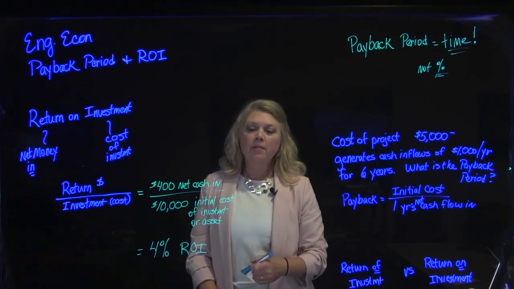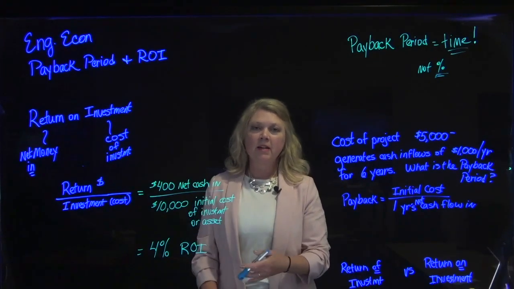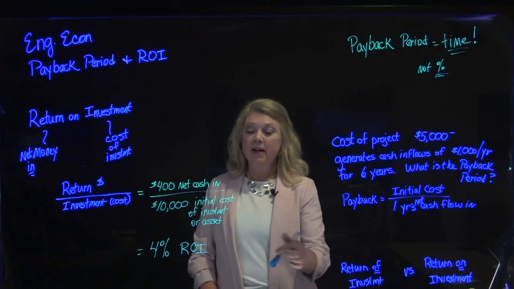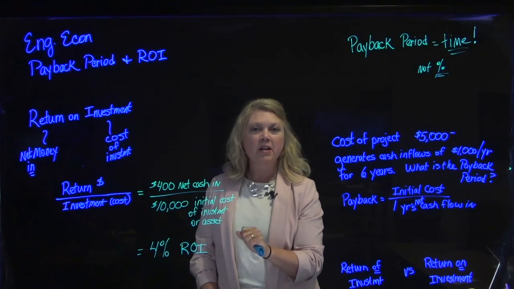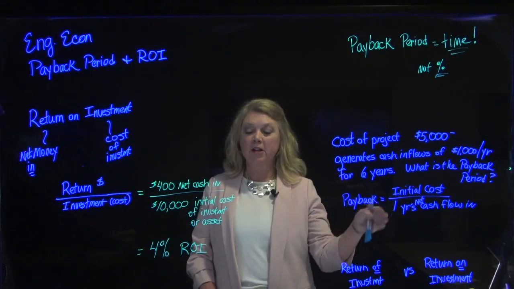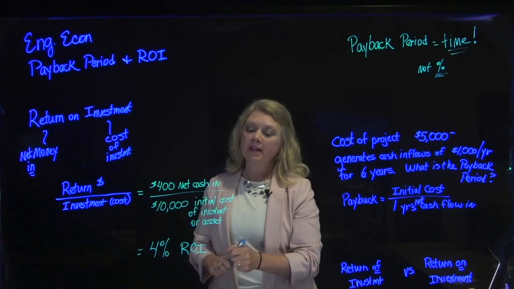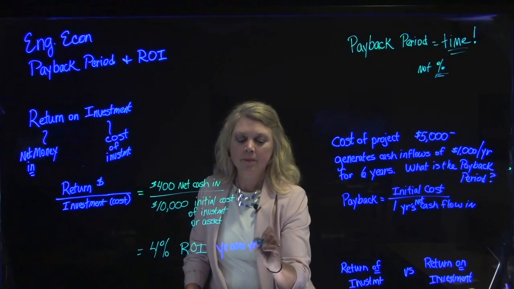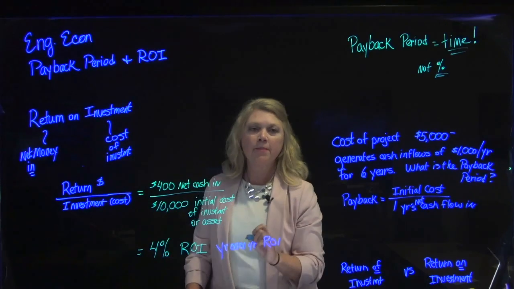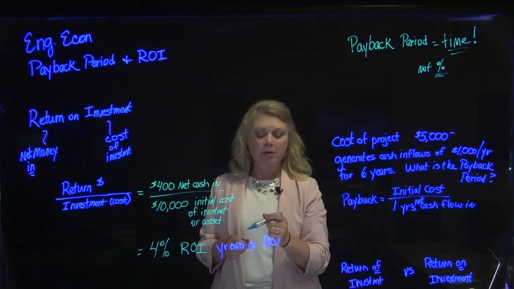There's another ROI metric you may see called year-over-year ROI, and that is if this investment generated $400 of net cash every single year, year after year after year, then it would be a 4% year-over-year ROI. Okay, so be clear about what time frame you're talking about.